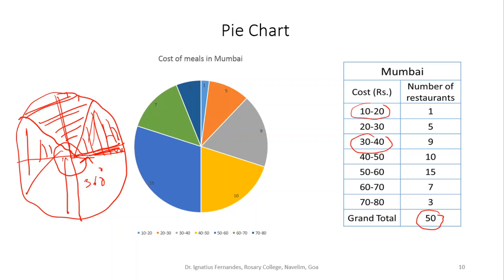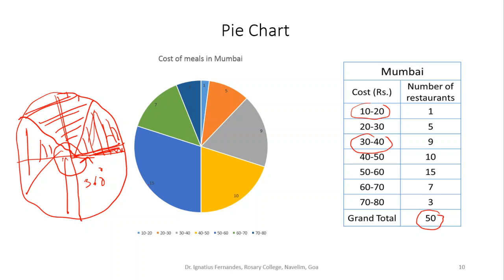These 7 parts are here, and each of these colors is labeled. 10 to 20 was 1 part, so this blue color is 1 part. Then 20 to 30 is 5 parts. 5 parts is here, so this brown orange color, that is 20 to 30, those are 5 parts, and so on. So this is how we draw a pie chart.